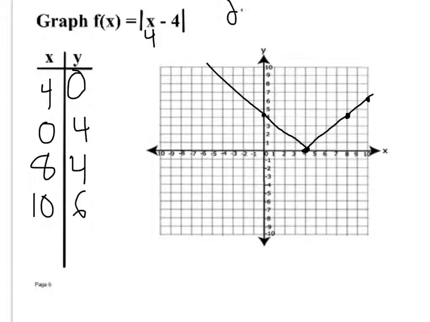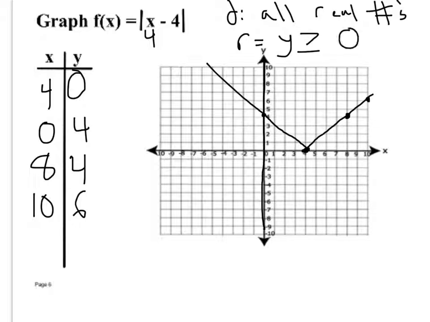What's my domain? All real numbers. Andrew, what's my range? What's my smallest y coordinate here? On this line, what's my smallest y? 0, right? Right here. So that would be 0. So y is greater than or equal to what? 0. Okay.